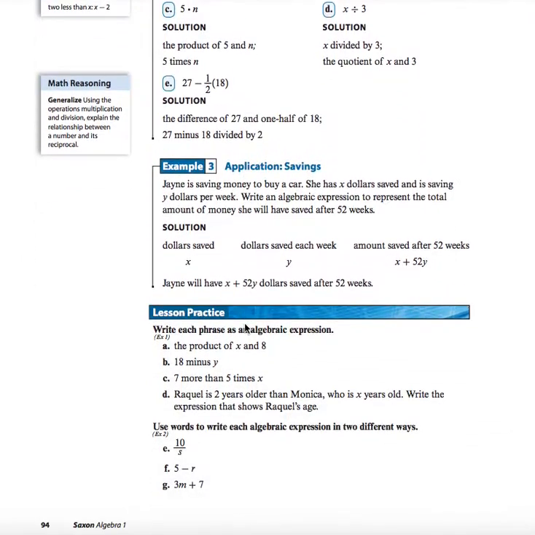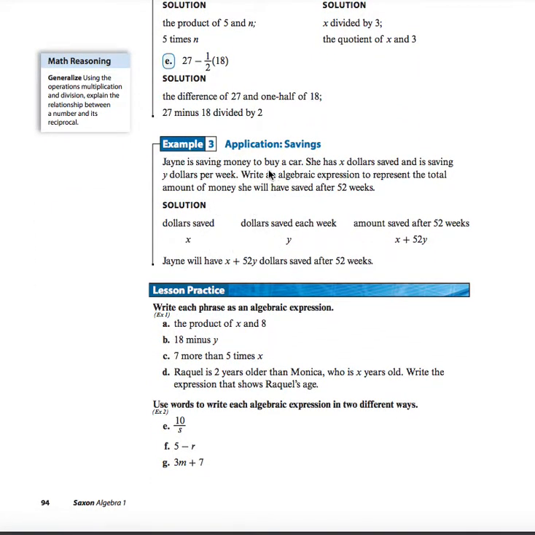In example 3, it's showing you a word form, and the application is in savings. Jane is saving money to buy a car. She has x dollars saved and is saving y dollars per week. Write an algebraic expression to represent the total amount of money she will have saved after 52 weeks. So she has x dollars, and she's saving y dollars per week. So y is going to be multiplied by the number of weeks. You've got two different variables here, the dollars she has saved and y, the dollars she's saving per week, and there are 52 weeks in a year.